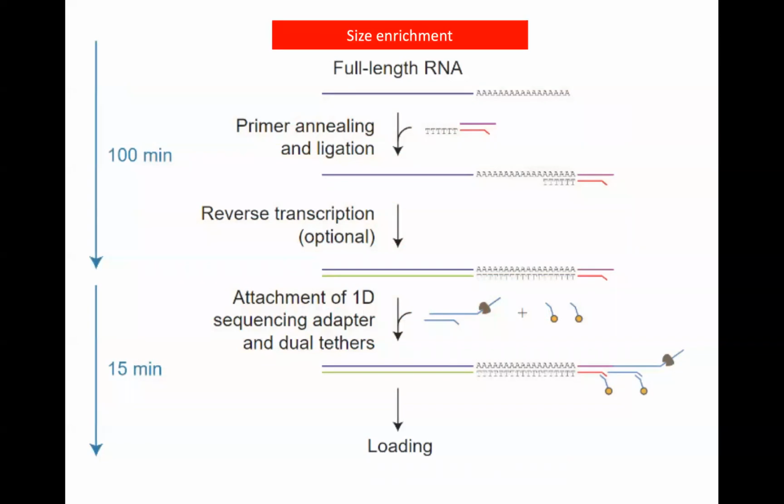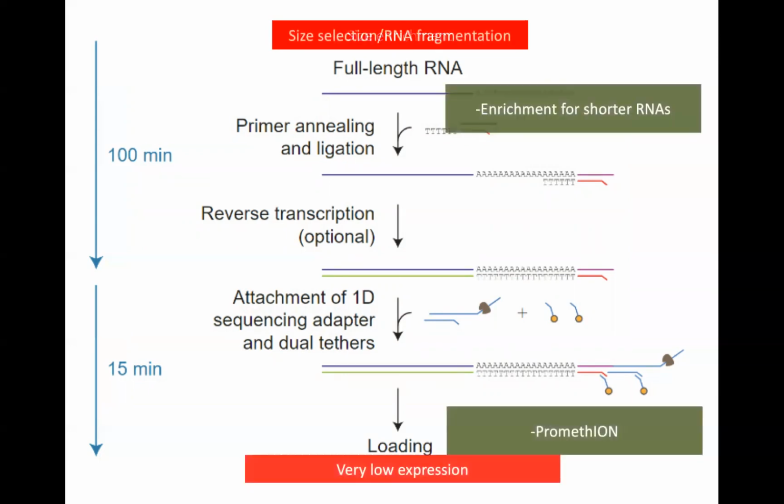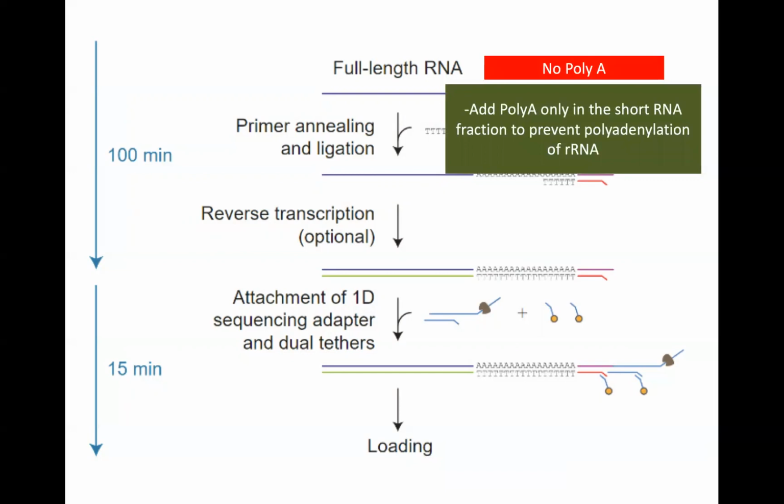First of all, we applied a size enrichment approach that separated shorter fragments from longer fragments. The reason for that is that in the longer fraction, we actually get ribosomal RNA, and as you will see, this is important for our next steps. So we enriched for shorter RNAs in the one fraction, and we also used PromethION in order to increase our overall yield. Then, only in the short RNA fraction, we added poly-A tail.